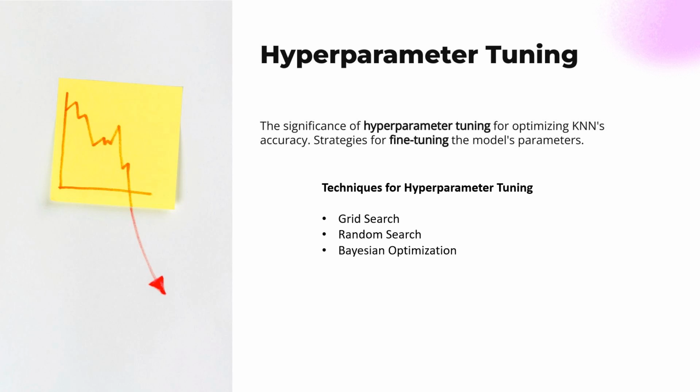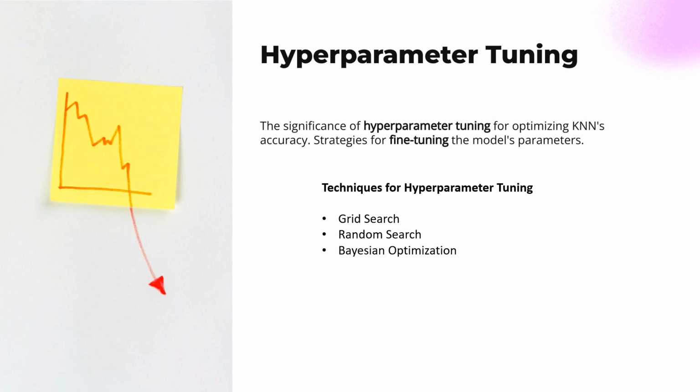Pros: simple to understand and can yield good results if the grid is well defined. Cons: computationally expensive, especially with many hyperparameters or large datasets. Example: testing different values of k, distance metrics, and weighting strategies.